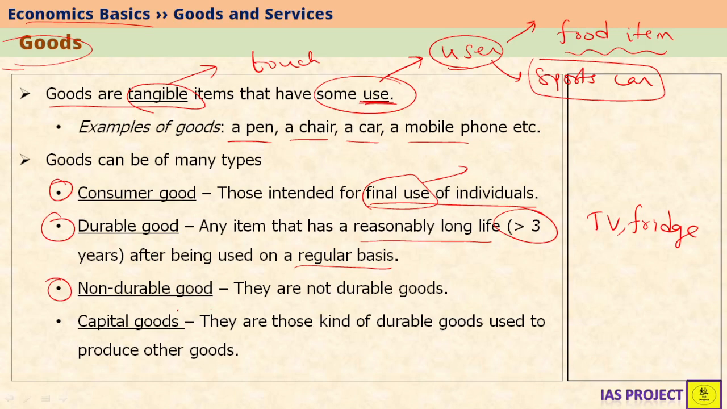Third category is non-durable goods. Non-durable goods simply means those goods which are not durable. For example, clothes. Clothes are not durable. Once you start using and washing them, they get damaged. Let's say after 1 year, you may not wear them anymore.